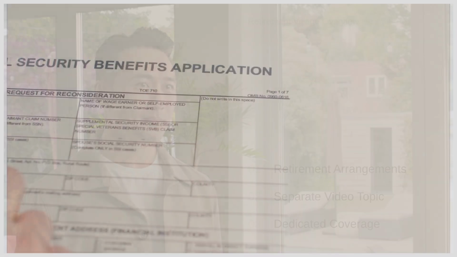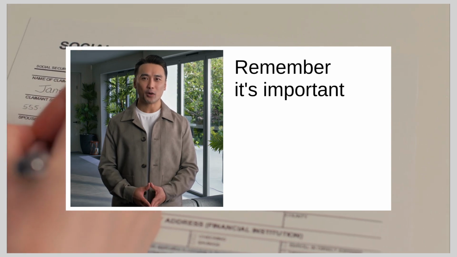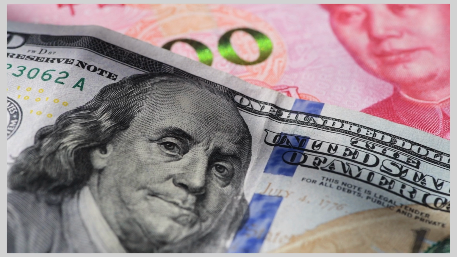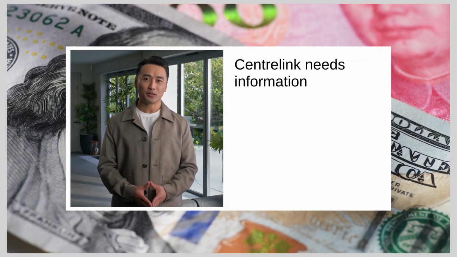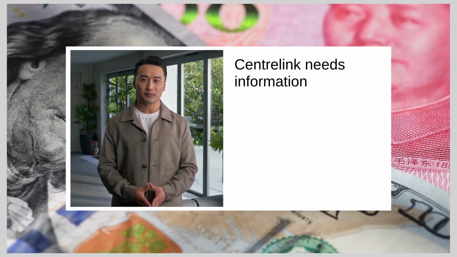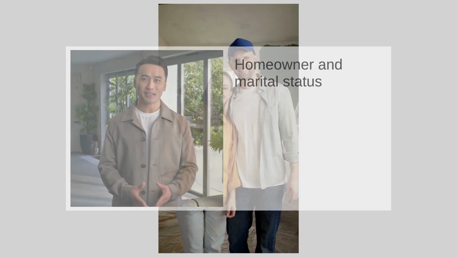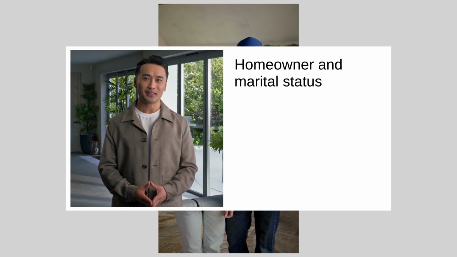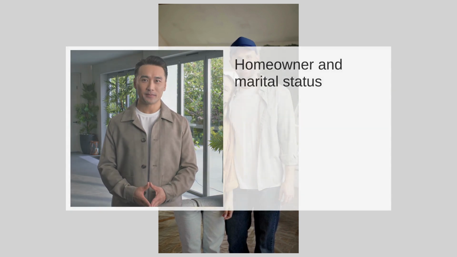So the next time you see question 48 on the age pension claim form, remember that it is not just a routine question. Centrelink needs that information so they can select the correct asset limits table when assessing your pension. Your homeowner status, combined with your marital status, helps determine which set of rules applies to your situation.